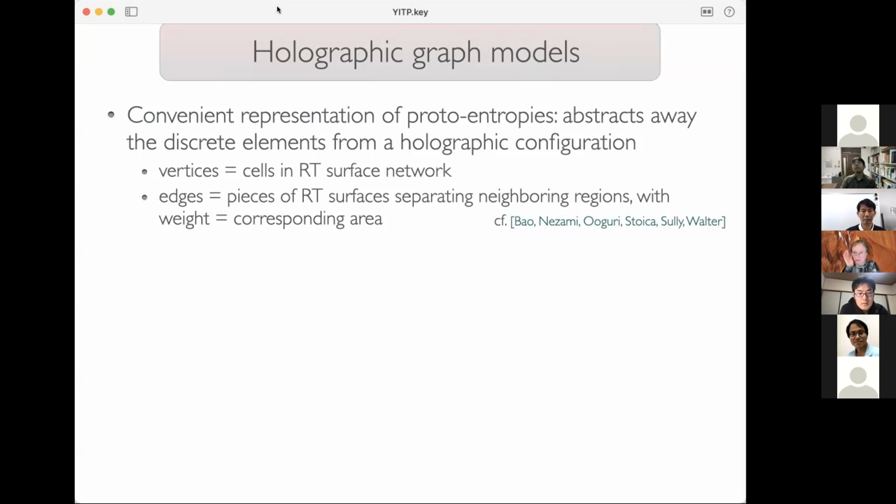RT surfaces. Now we're only restricting to static situations, so that we're using just the RT prescription where this graph model can be implemented. And we partition the bulk by regions that are defined by these RT surfaces. And to each region, we assign a vertex, and to each surface, that part of an RT surface that separates those regions, we assign an edge.